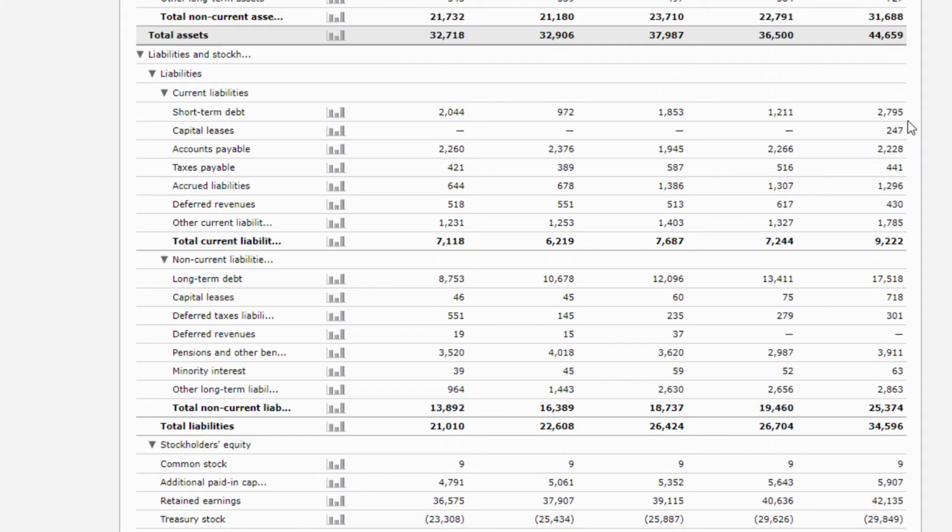The list is getting long. And we have accounts payable. That's the money we have to pay back to our suppliers for goods that were delivered to us. And that's around the same ballpark compared year over year, so from 2018 to 2019.